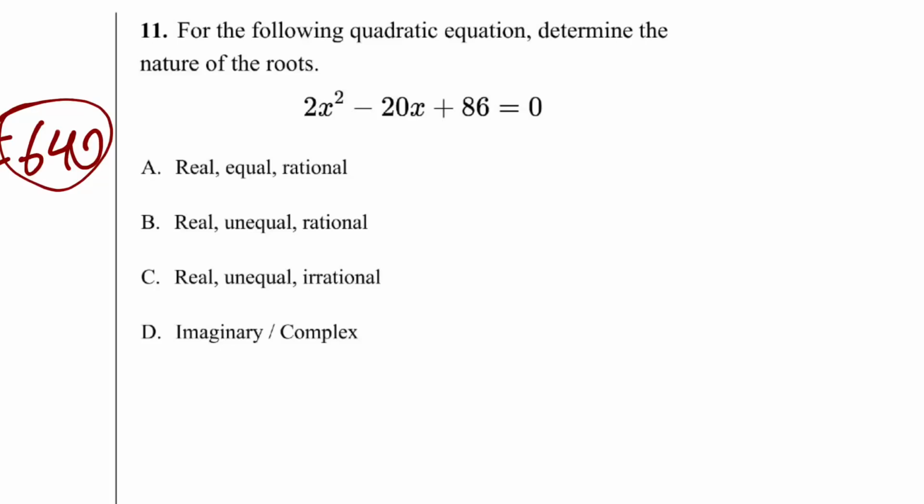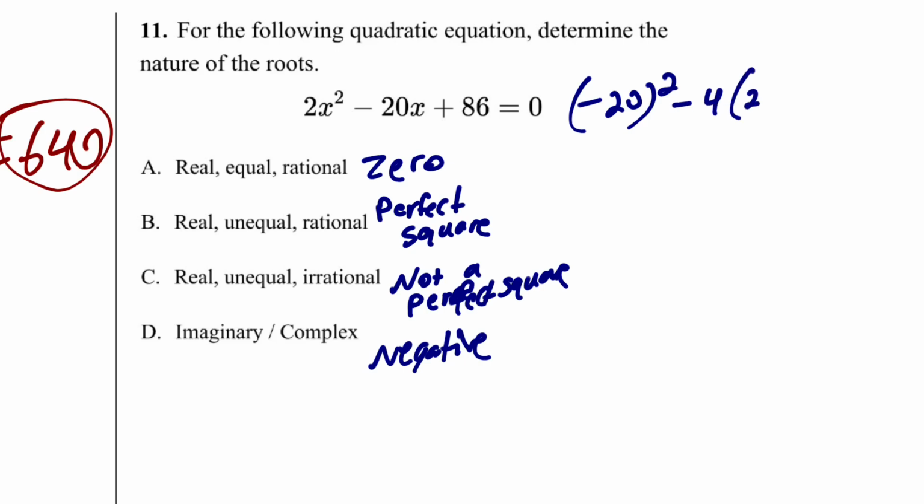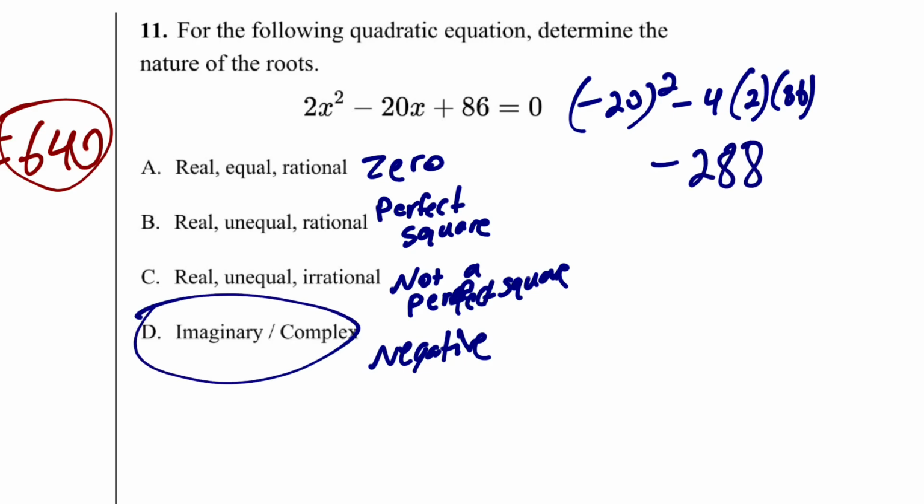So the key for these next ones is if you get 0, it's the top one. If you get a perfect square, it's the next one. If you get something that's not a perfect square, it's this one. And then the last one is if you get a negative value. So we're still going to take b squared, it's negative 20, minus 4 times a times c. If I do this, I get negative 288, which means the answer is D.